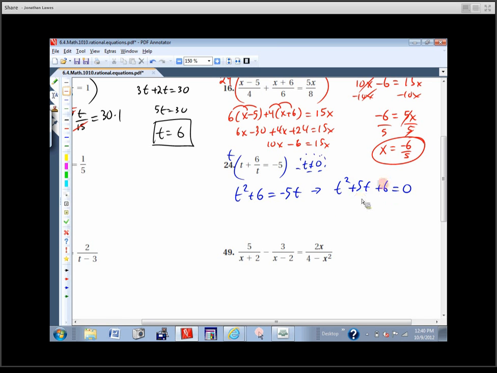And then I want to do what with this? We want to factor that. Now, luckily, this is an easy trinomial. So I've got a t here and a t here. I'm looking for numbers that multiply to be 6 and combine to be positive 5. Multiply to be positive 6, combine to be positive 5. So that's going to be a positive 2 and a positive 3.